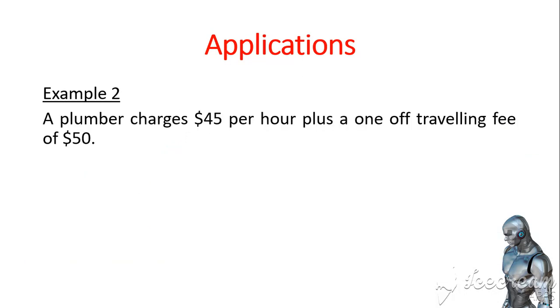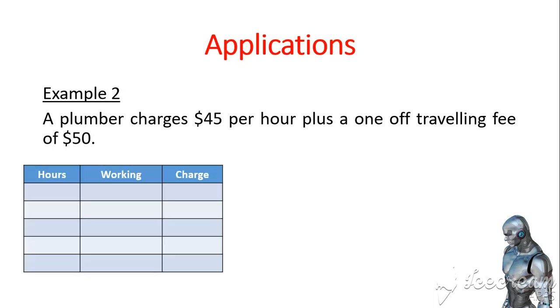Right, let's get into example 2. Here's a plumber who charges $45 per hour plus a one-off travelling fee of $50. So we're going to do a quick table and work out some costs based on a couple of hours. So here's some hours. I'll pick 0 through to 4.